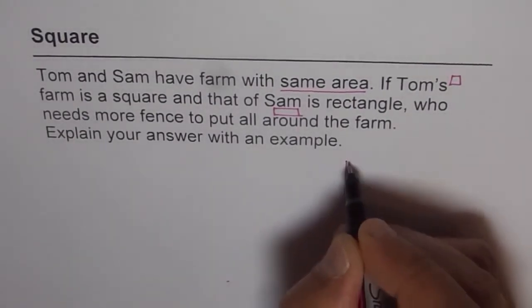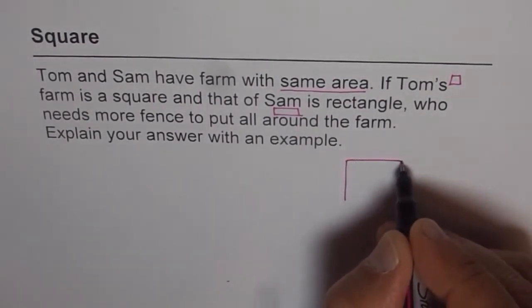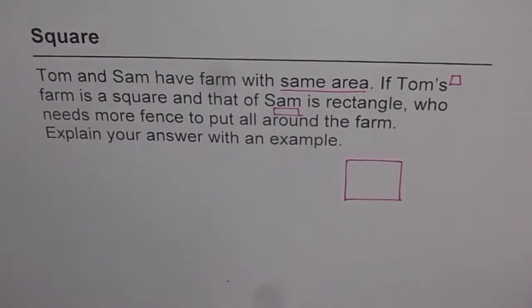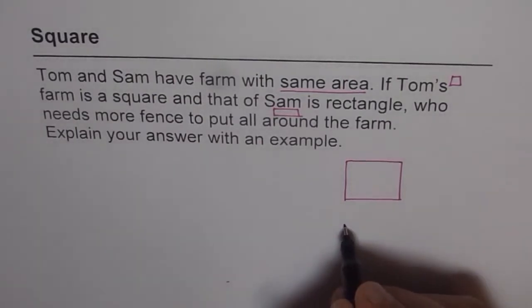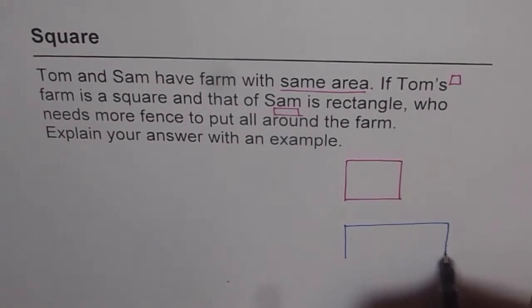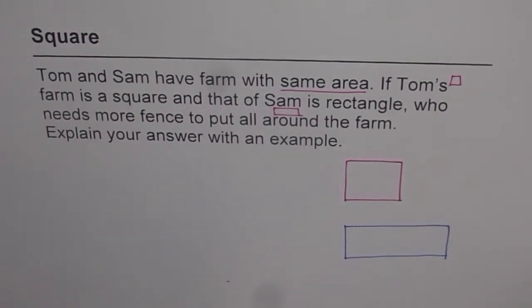So what we know is Tom has a farm which is a square. And Sam has a farm which is a rectangle. But the area is the same. So if it is a rectangle, then it will be longer, right? For the same area, less width. So that is what it is.